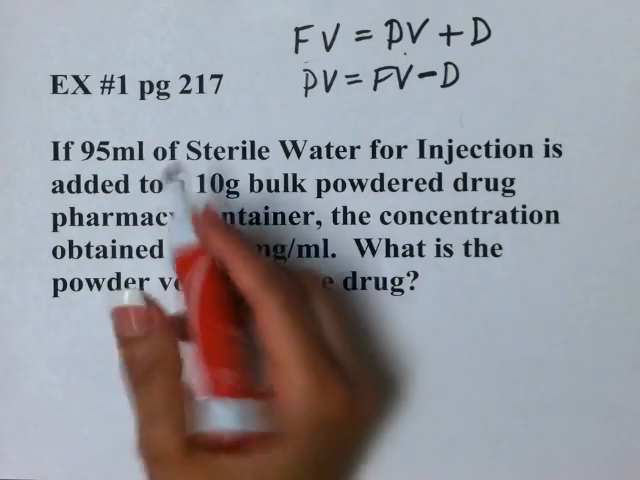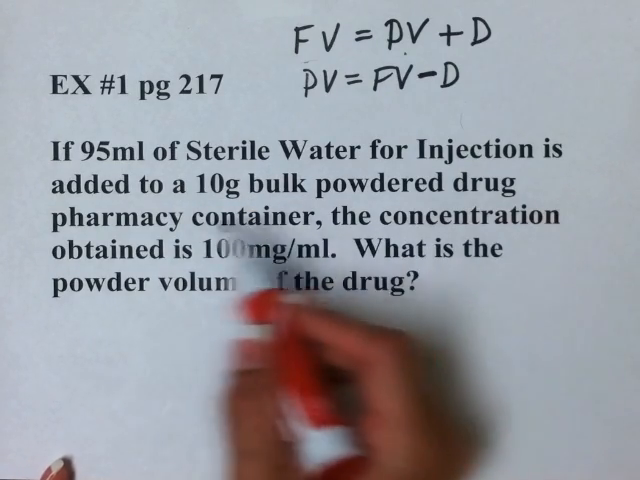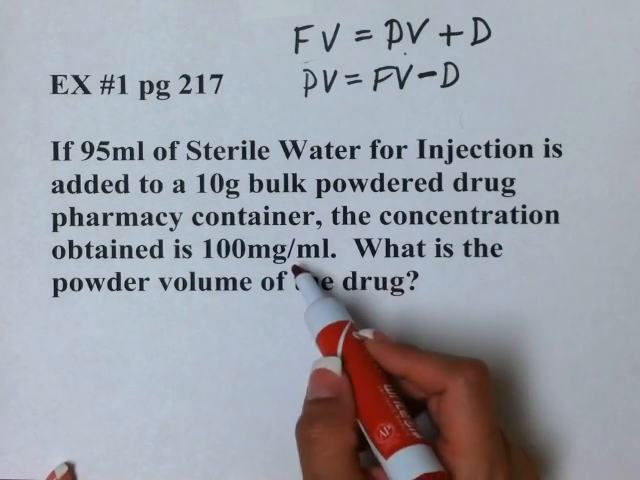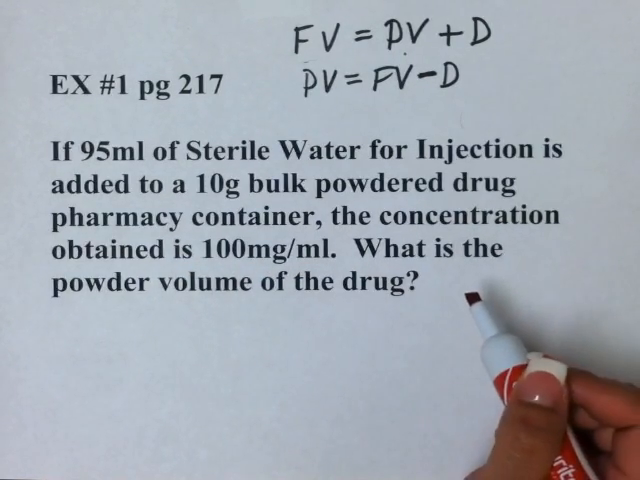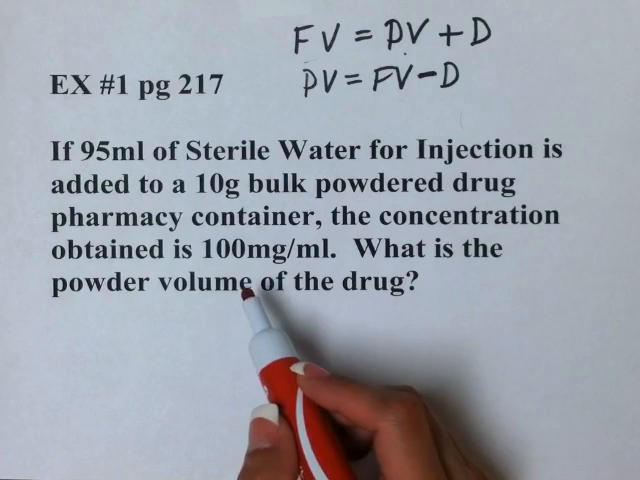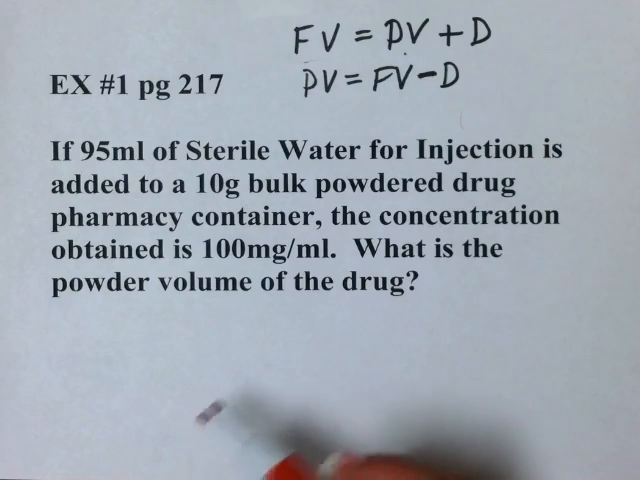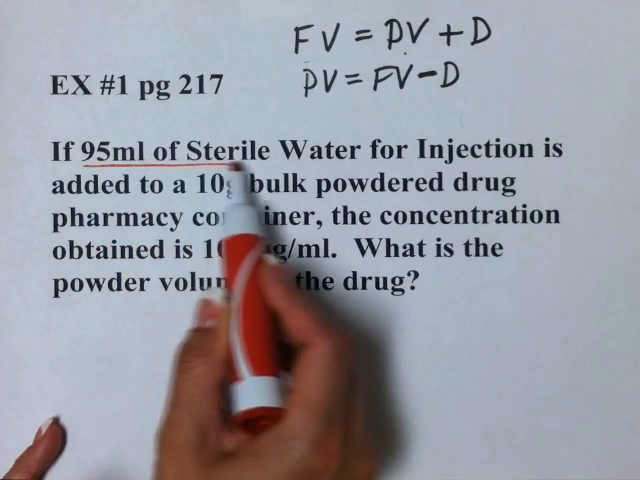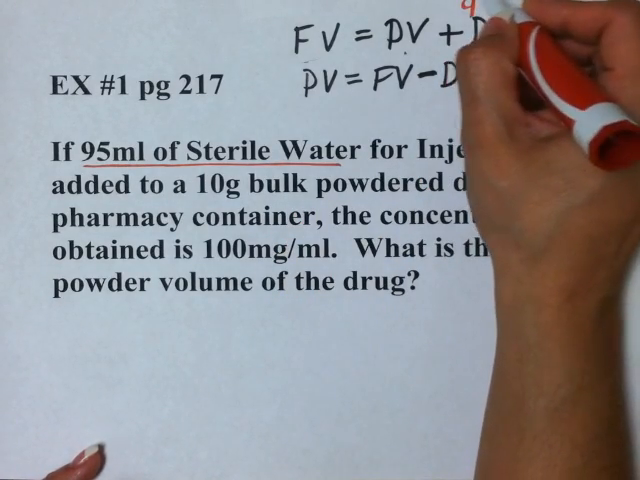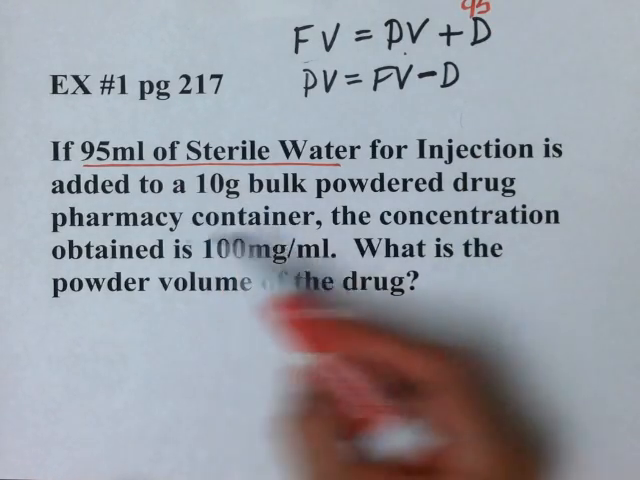If we have 95 mLs of sterile water for injection added to a 10-gram bulk powdered drug pharmacy container, the concentration obtained is 100 milligrams per mL. What is the powder volume of the drug? So I like to write this formula out, and then let's jot down what piece we are given from the problem. In this case, you can see that 95 mLs of sterile water, that's going to be the diluent, okay? So we're given one piece of this formula, but we don't have anything else.